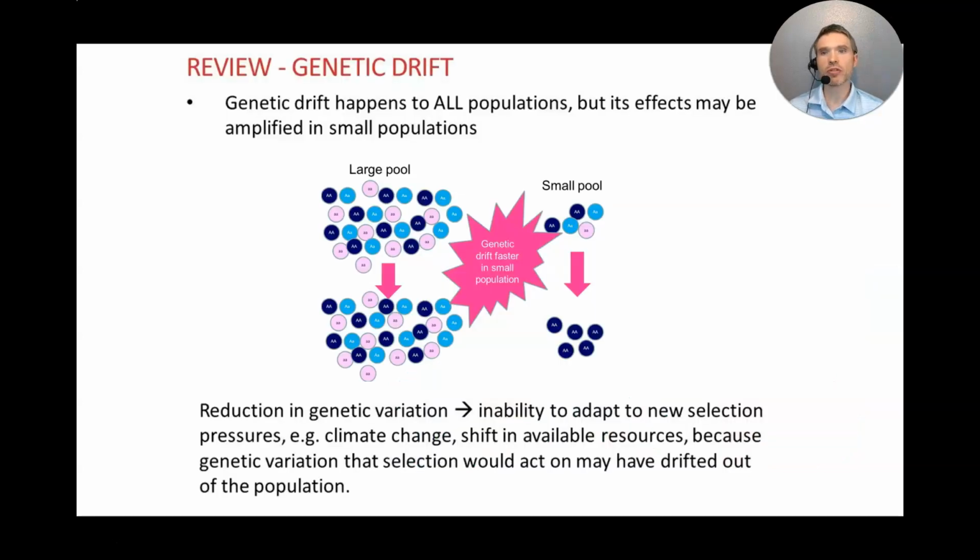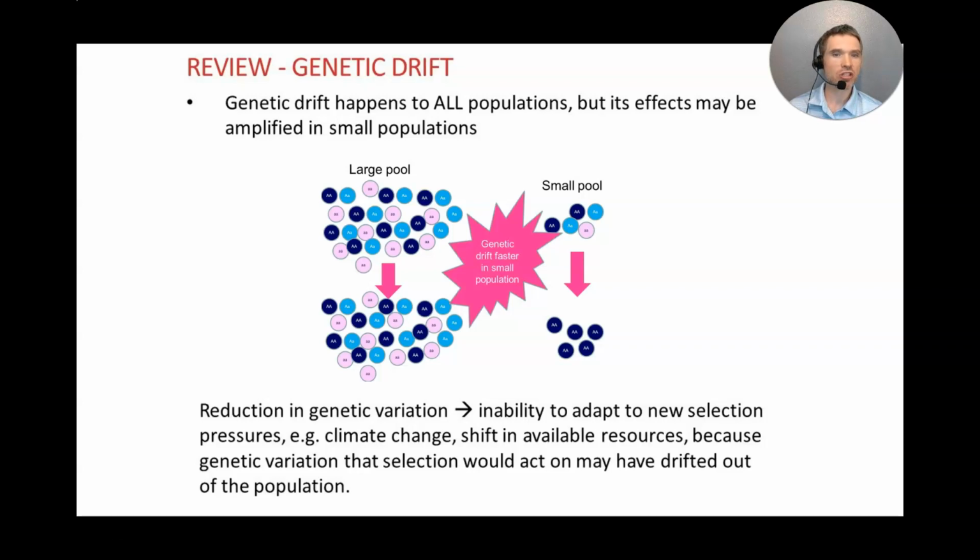Now let's just review what we talked about. Genetic drift happens to all populations, but its effect is going to be amplified in smaller populations. So you can see here on the left-hand side, we have a large population. We randomly choose a collection of the individuals. And what you'll notice is the new population looks very similar to the original large population.